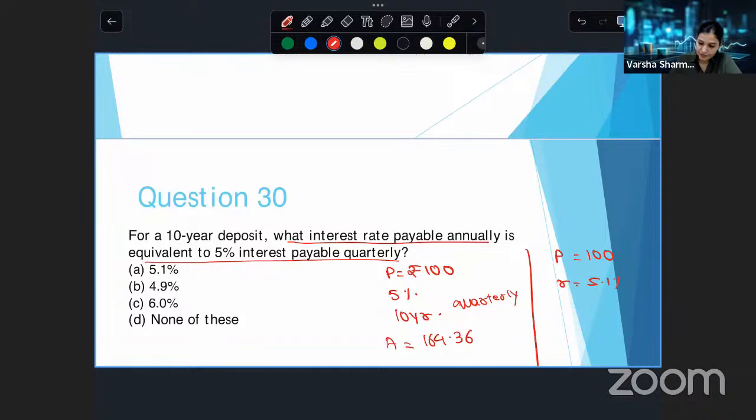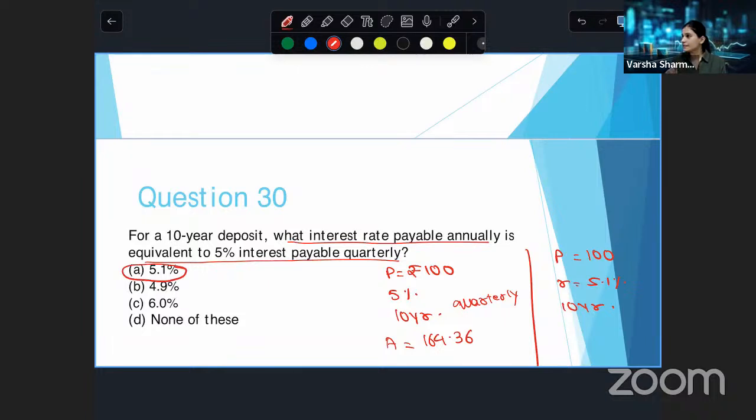Suppose the rate is 5.1% annual for 10 years. Do you get the same amount for 10 years? 164.36. Same. 1.051 raised to the power 10. Similar. 164 is the same, then if one is getting 0.3, one is getting 0.4, that's similar. So 5.1% is giving us the same amount.